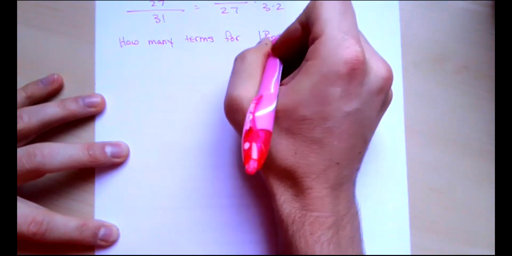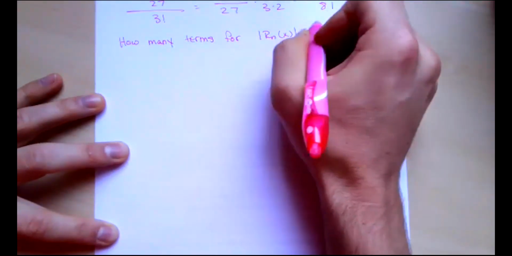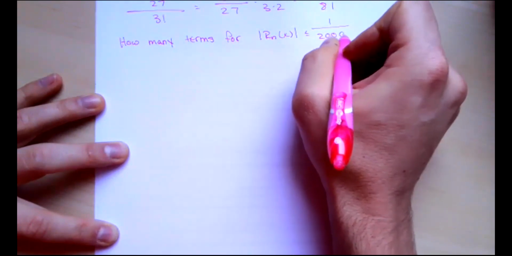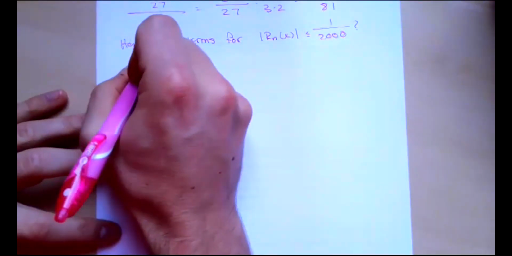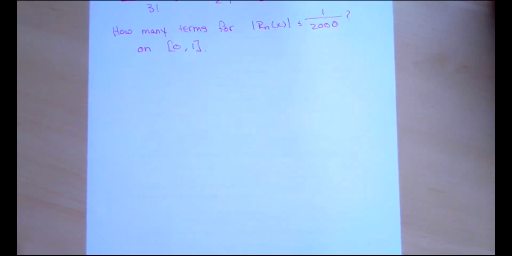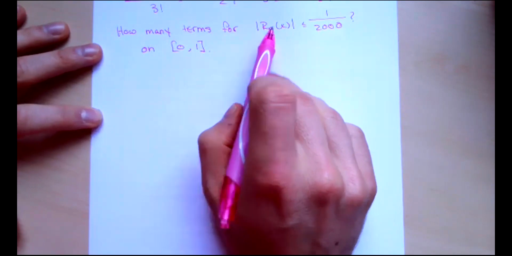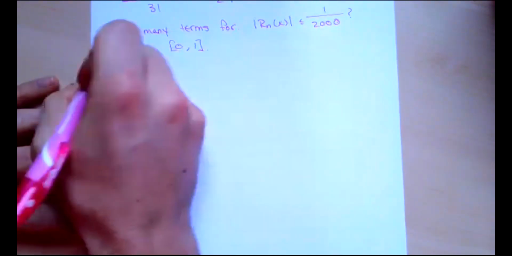Let's say we want Rn to be less than or equal to, I think the one on the exam is something like 1 over 2000. This is like 2 decimal places. And we want to specify an interval. Let's pick a nicer interval. Let's go back to the interval of 0 to 1. When we don't know n, we have to find our formula for the general derivatives.